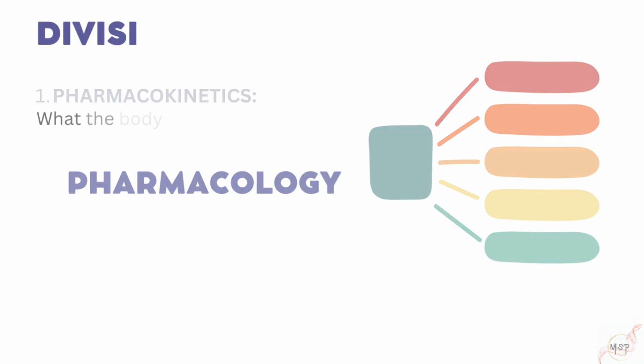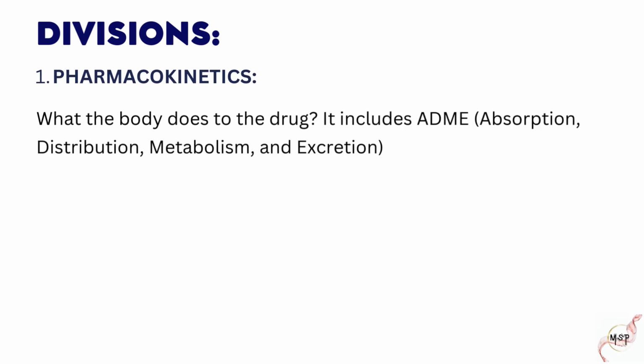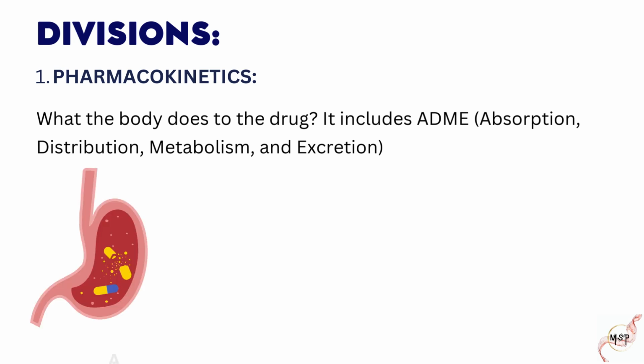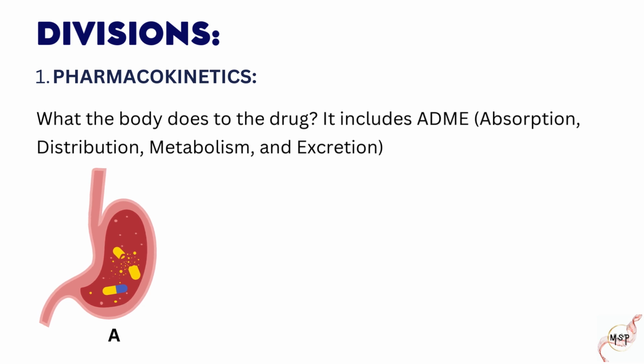So what does pharmacokinetics mean? It's essentially the study of what the body does to the drug. So, this includes how a drug is absorbed, distributed, metabolized, and excreted, that is ADME. Let's begin with absorption. Absorption is the process by which a drug enters the bloodstream from its site of administration. It is a crucial step in pharmacokinetics, influencing the onset, intensity, and duration of a drug's effect.